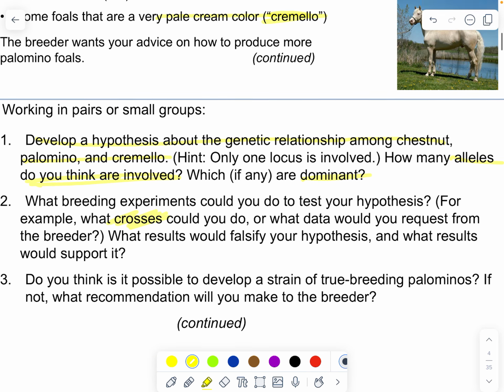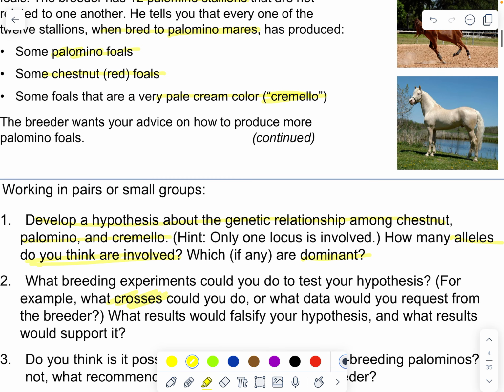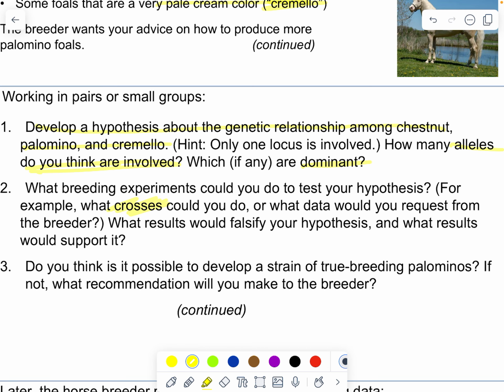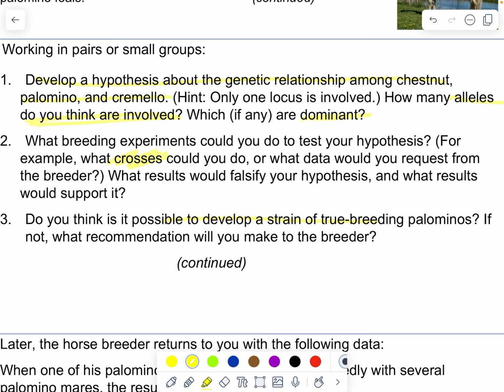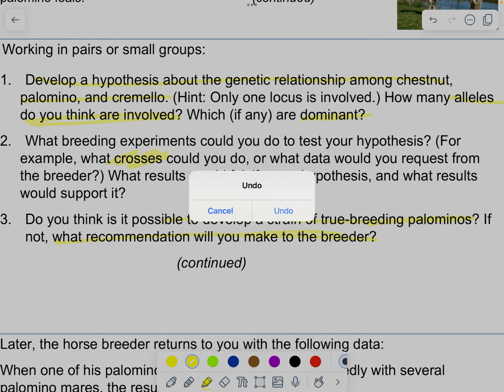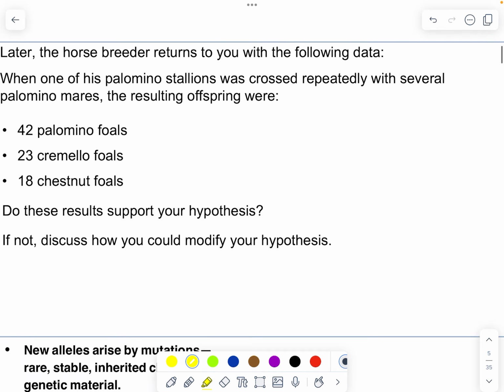Like a chestnut and a palomino, or the Cremello and a chestnut. What would you do? Do you think it's possible to develop a strain of true-breeding palominos? If not, what recommendation would you make to the breeder? Okay, so just start there for right now, and then we'll pick up this one probably in class.